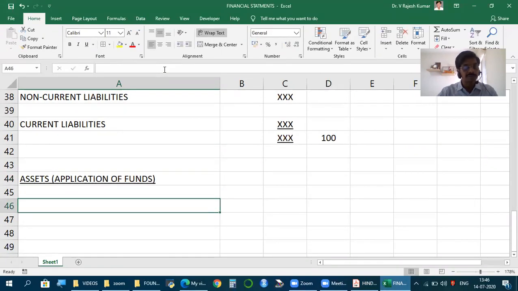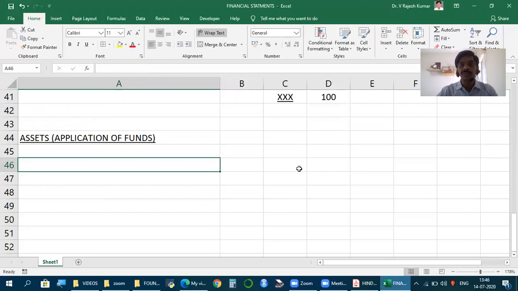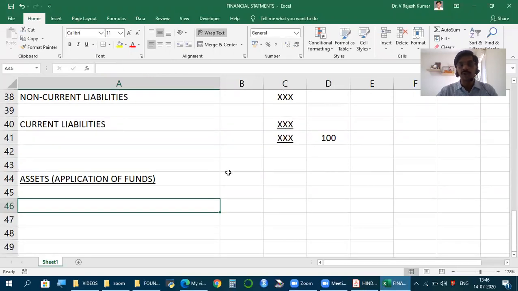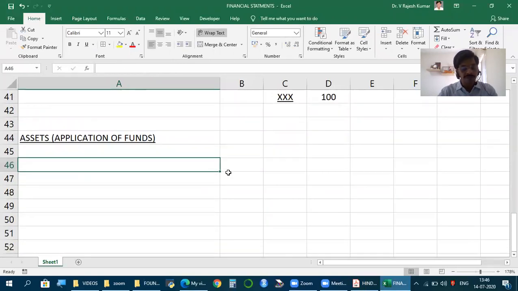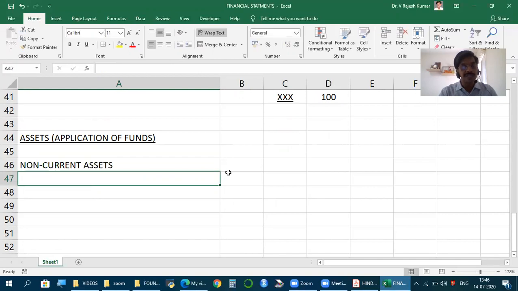Application of funds. Now what will be done with this? Once again, we show in the order of permanence. So first we show something called non-current assets. Nothing but fixed assets, but we use the term non-current. So what are non-current assets or fixed assets? Assets which are meant for long-term use, but more importantly, these are assets whose volume, quantity, numbers does not change frequently.